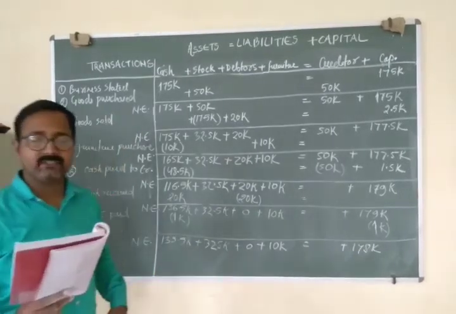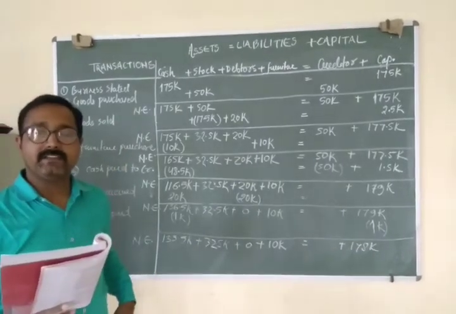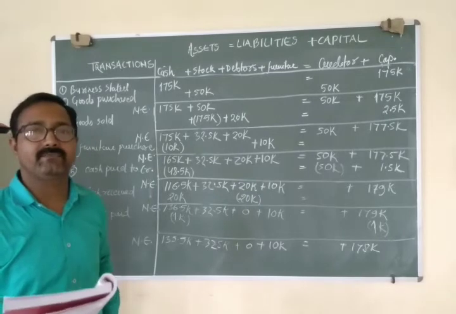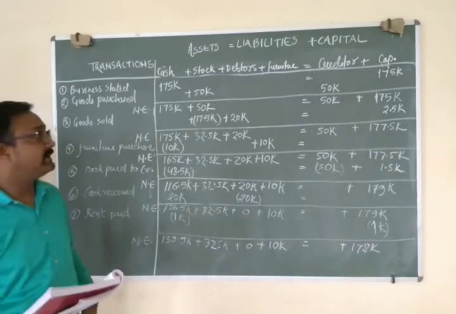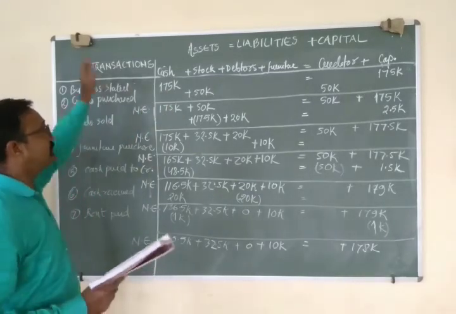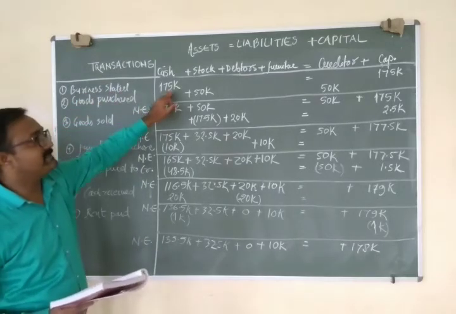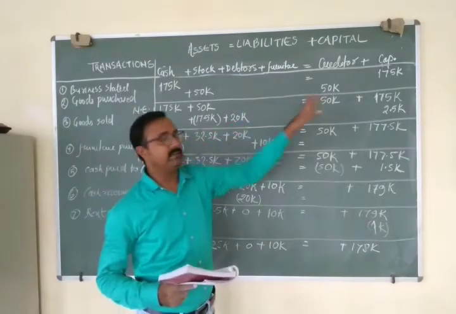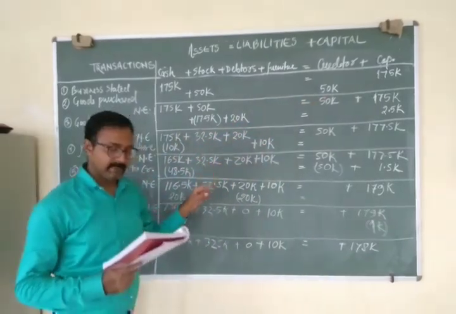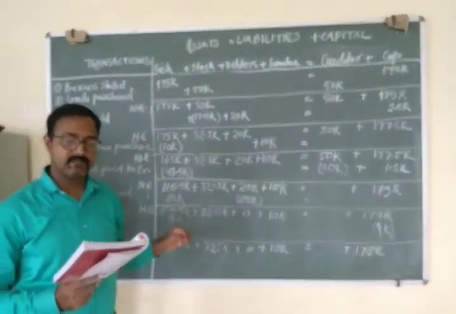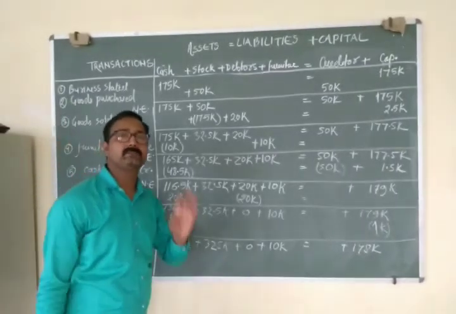We have the first transaction, that is, business started with cash rupees 1,75,000. Here we have started our business with 1,75,000. So you can see here, business started with cash rupees 175. This cash is equal to our capital. So they are equal. Then the second transaction, purchase goods from Rohit.